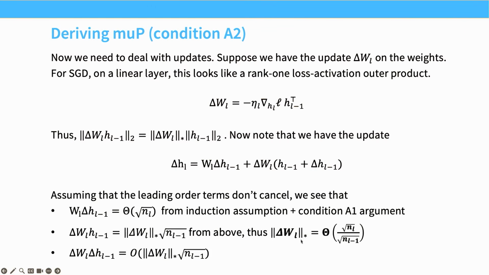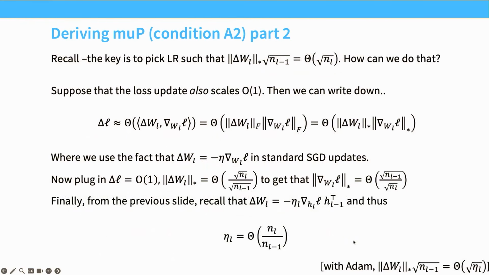I want to try to figure out what kinds of learning rates are going to give me an update that's roughly scaled as the square root of the fan out over the square root of the fan in. Right, so that's the goal, right? As I said, after I pick a learning rate, this should roughly be true. So how can we do that?